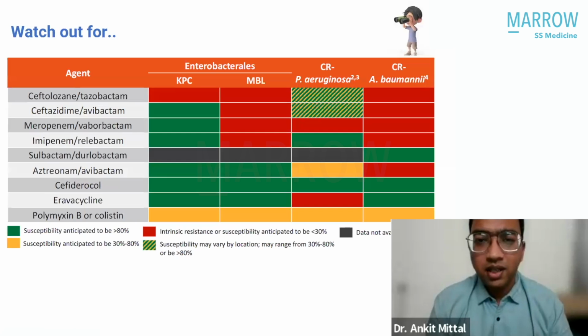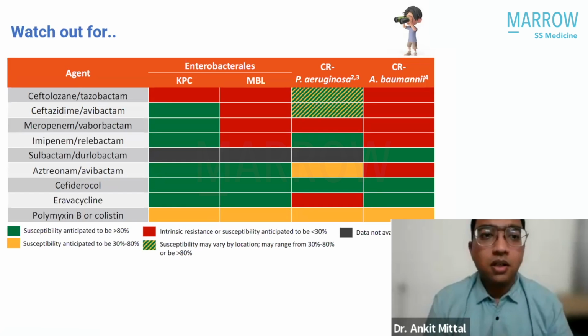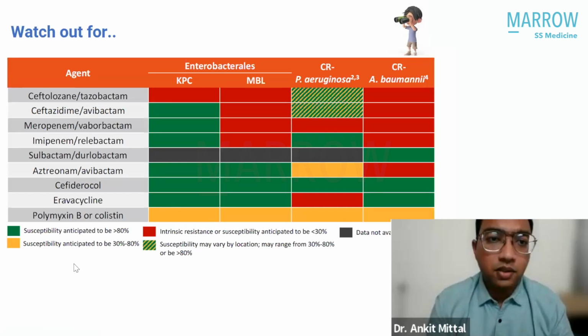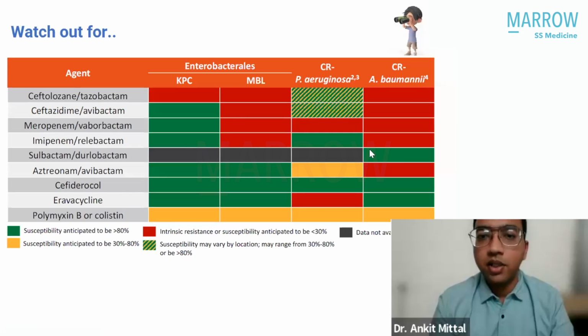Again, this is a table that you can memorize, just mark it for later. What I want to highlight is sulbactam-durlobactam, which I already mentioned, which is probably going to be very beneficial for Acinetobacter infections once it becomes available.